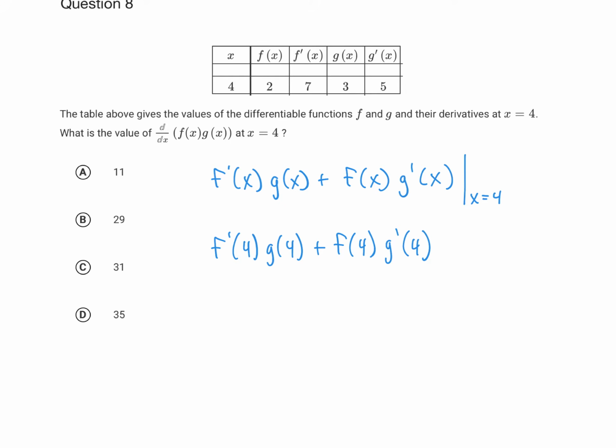And then now just substitute values from the chart. Okay, f prime of 4, that's 7. And then g of 4 is 3. F of 4 is 2. And then g prime of 4 is 5.